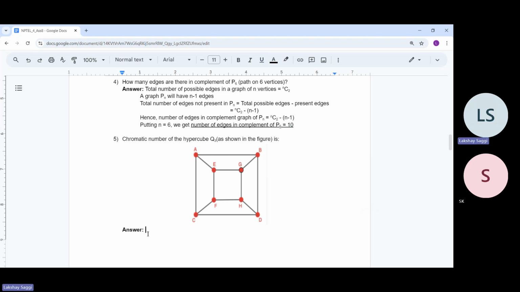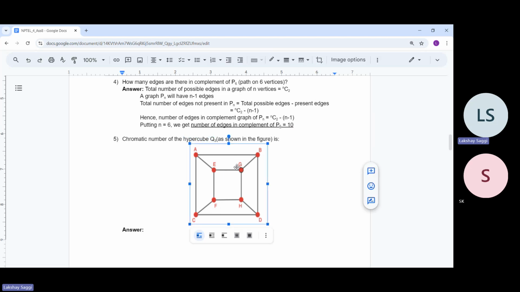So now we have this fifth question, where it's asked, what is the chromatic number of the hypercube Q3? Let's just forget what this hypercube Q3 means and just see this graph. The question essentially asks, in the graph given to us, what's the chromatic number of this graph?